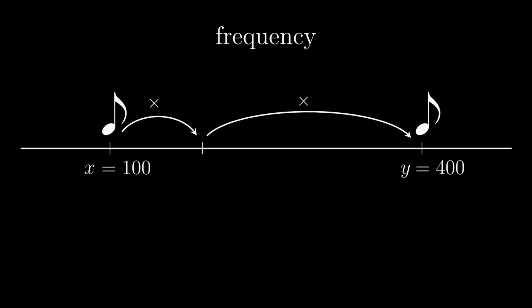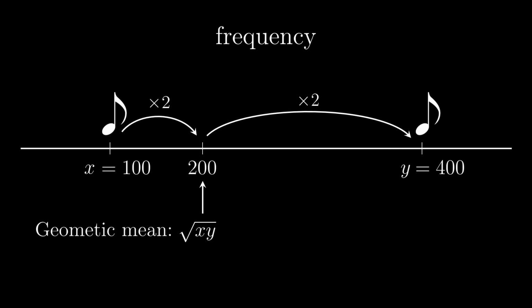And in our example, it happens to be 200. We need to multiply 100 by 2 to get to 200, and multiply again by 2 to get from 200 to 400. And the formula for calculating this type of midpoint is the square root of x times y, which is called the geometric mean of x and y. And indeed, 200 is the square root of 100 times 400.